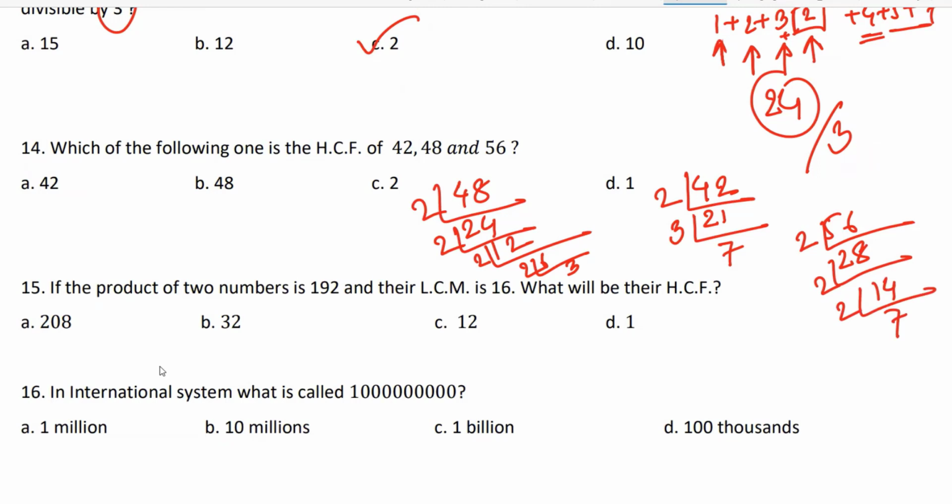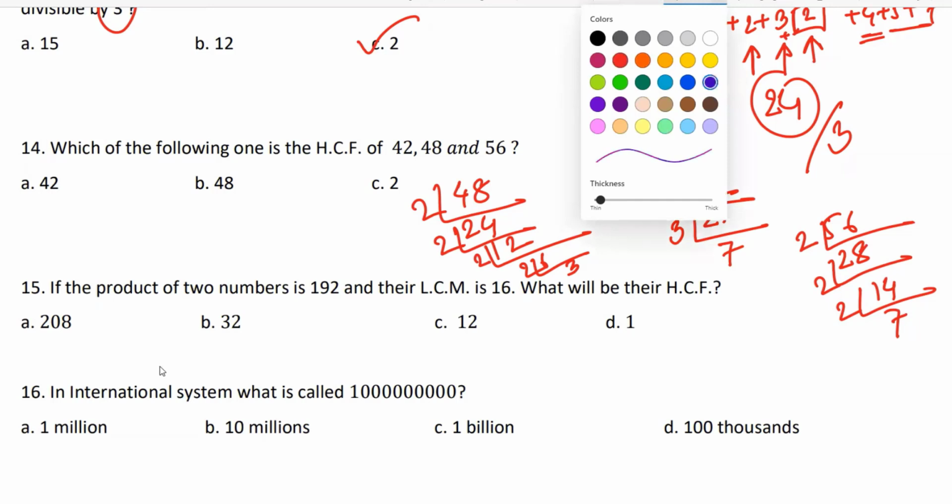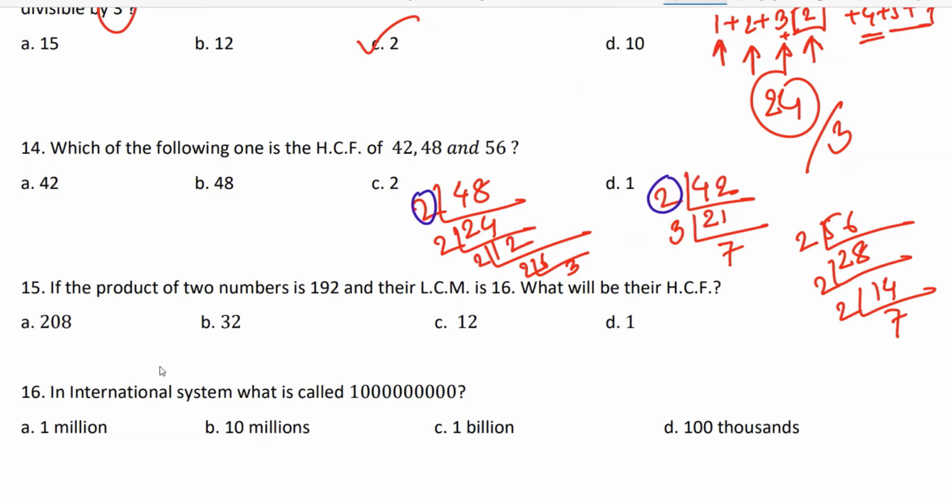Now identify the common factor. There is only 2 common in every case. No single factor other than 2 is common in every case. We cannot take a number like 3, because it is not in 56. 7 is only in 56 and 42, but not in 48. So 2 is the common factor. Answer: 2.